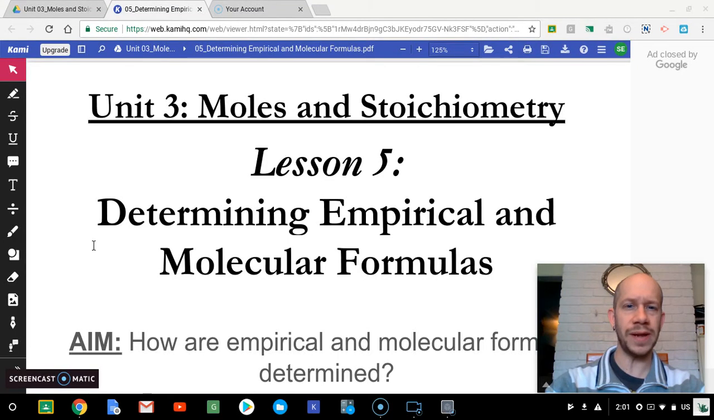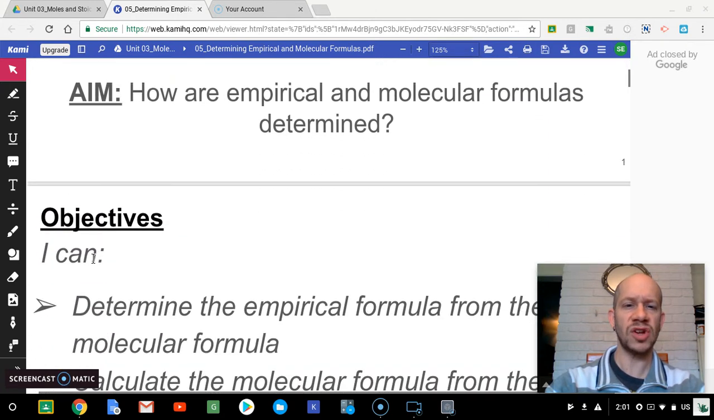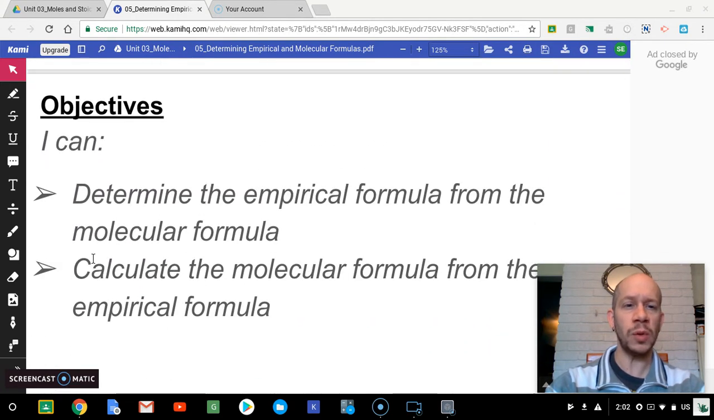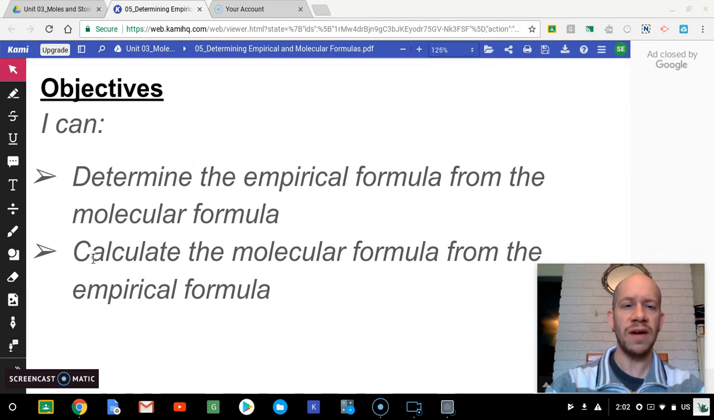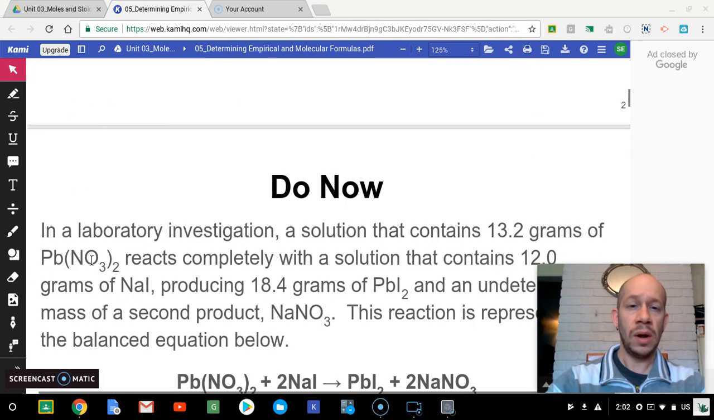This is Unit 3, Moles and Stoichiometry, Lesson 5, Determining Empirical and Molecular Formulas. How are empirical and molecular formulas determined? By the end of this video, you will be able to determine the empirical formula from the molecular formula, and you will be able to calculate the molecular formula from the empirical formula. Do now.